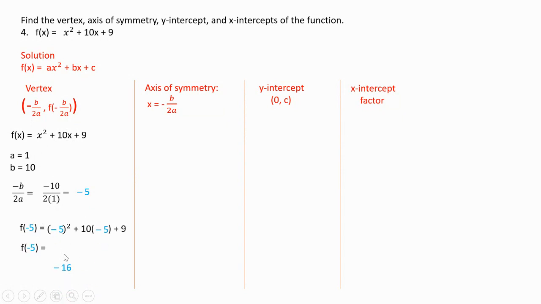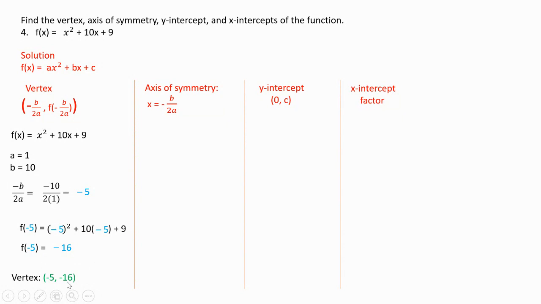So the answer will be negative 16. Why negative 16? Because negative 5 squared is 25. 10 times negative 5 will give us negative 50. So 25 minus 50 will give us negative 25. And then if you add 9, it will give us negative 16. So this is my vertex.